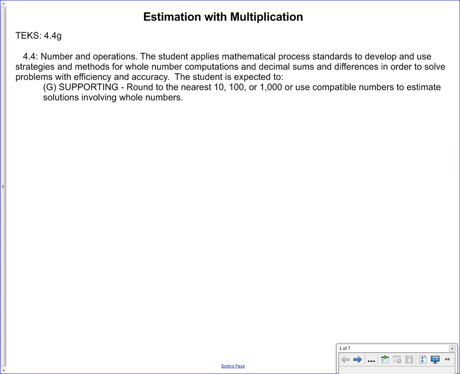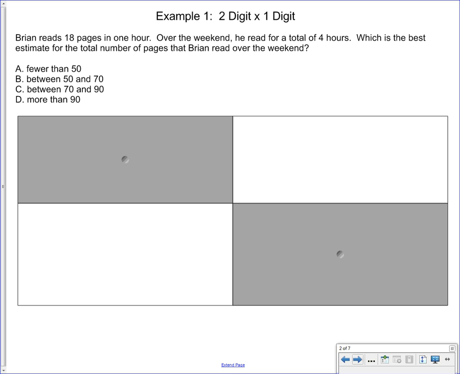Okay, this video is going to cover two parts. First, it'll be over estimation with multiplication. The second will be multiplying compatible numbers. Here you can see the TEKS for the first part. Let's jump right in with the first problem.